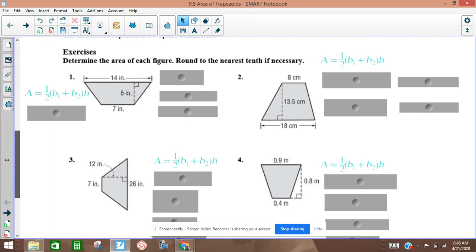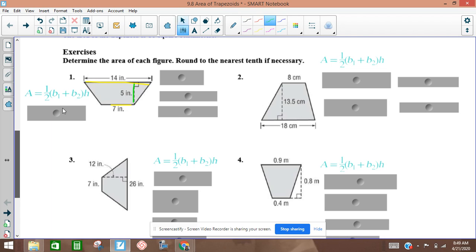So we have this trapezoid. Notice we have our base 1 and our base 2. So this will be my base 1, base 2. As a matter of fact, it doesn't matter which one is base 1 and which one is base 2, because you're going to add them. So it's the same thing as 7 plus 14, then 14 plus 7. And then I have my height, that is 5.